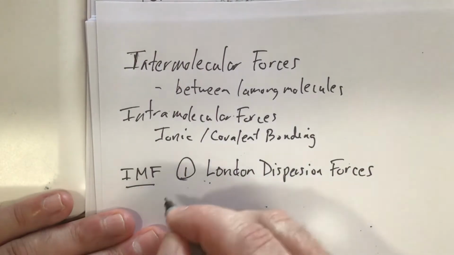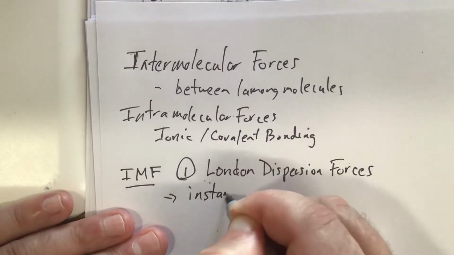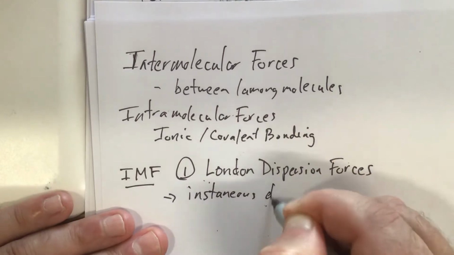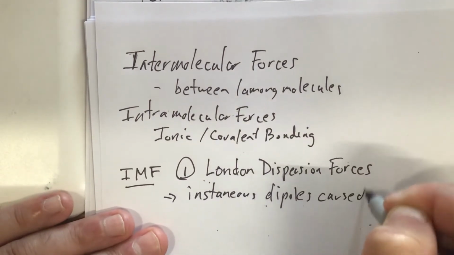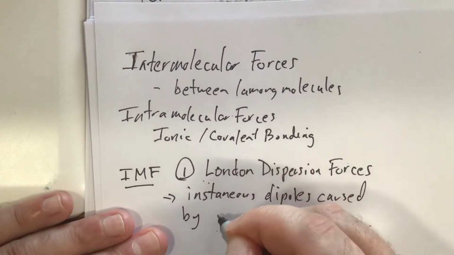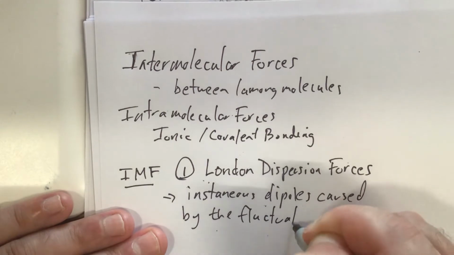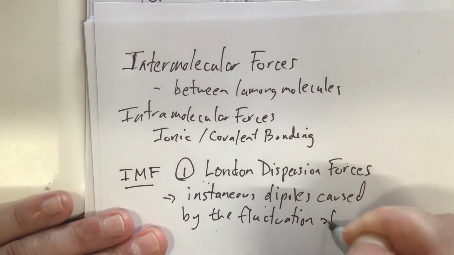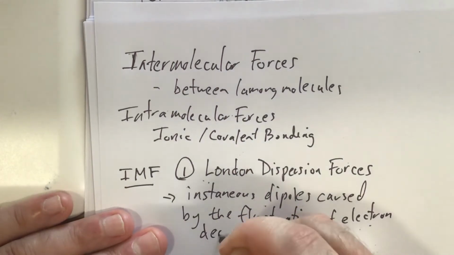And remember, these are instantaneous dipoles caused by the fluctuation of electron density.